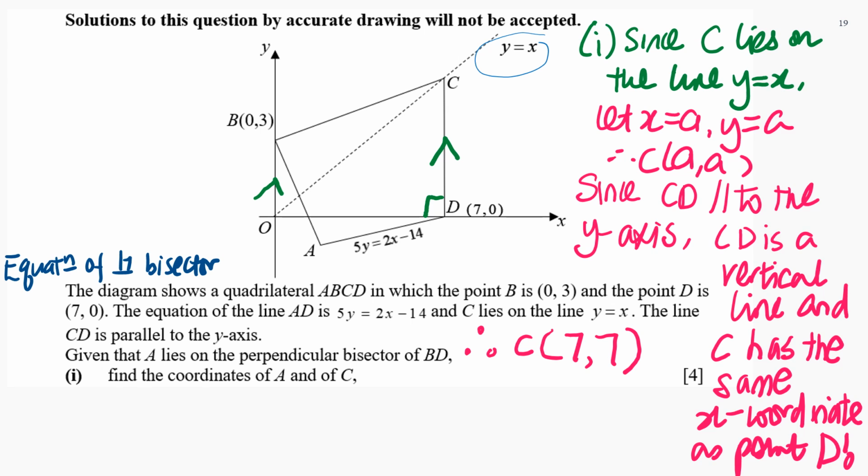So point A is harder because point A lies on the perpendicular bisector of BD. So we need to find two equations and solve them simultaneously to find point A. So we need to draw the diagram, the perpendicular bisector of BD. Yes. So we have to find the equation of this perpendicular bisector and solve it simultaneously with 5y equals 2x minus 14.